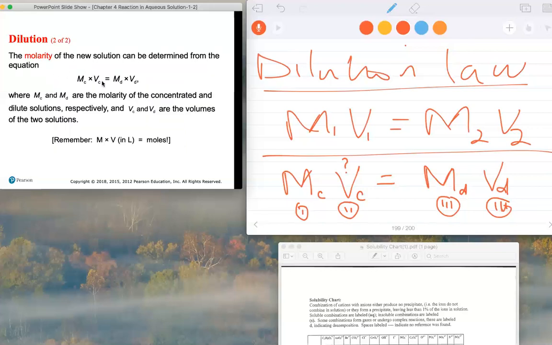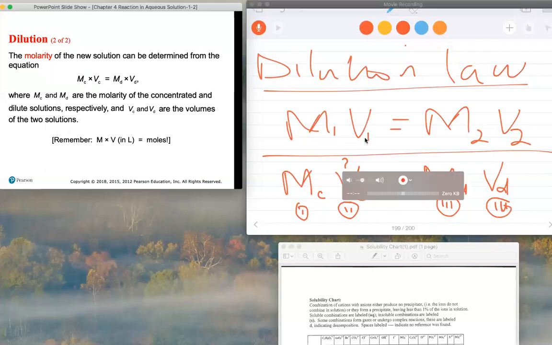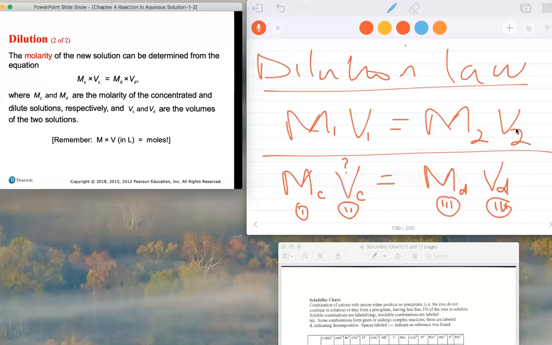This is called dilution law. Remember, McVc, subscript C for concentrated, subscript D for dilute. It can be M1, V1, M2, V2. Maybe the text is using D, but the lab manual will use 1 and 2. Do I need to change the volume to liters? No, but it should be uniform. It should be liters, liters, or milliliters, milliliters. It doesn't have to be in liters, all right?